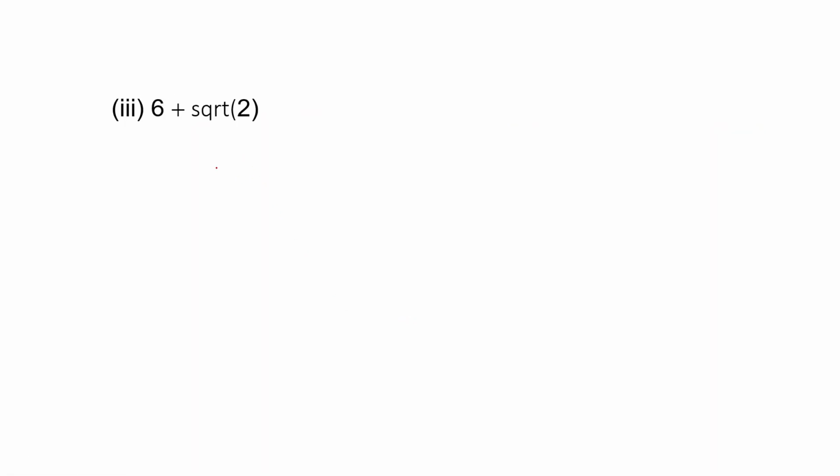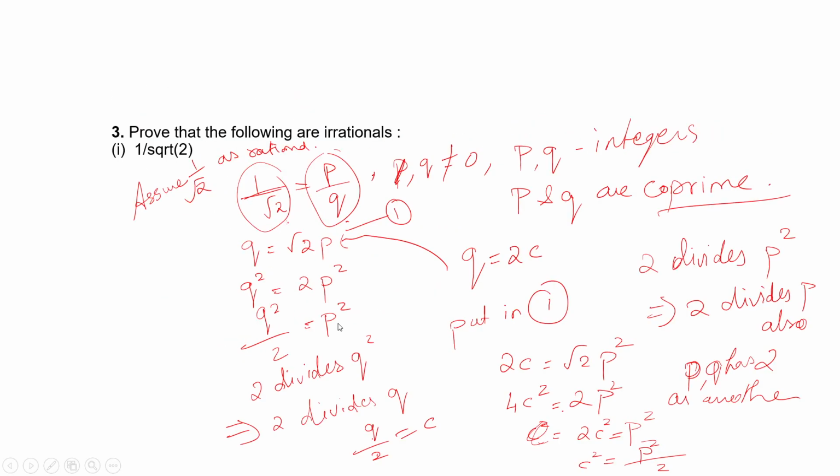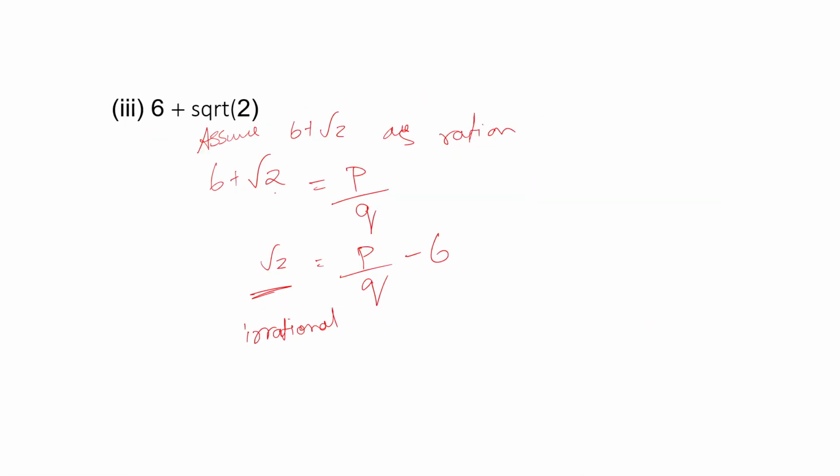So next question, 6 plus root 2. Here we will assume 6 plus root 2 is rational, which is equal to p by q. So root 2 is equal to p by q minus 6. So here again root 2 is irrational. This is because we have solved in our previous question. Here we have proved that root 2 is irrational, so we can use that here.